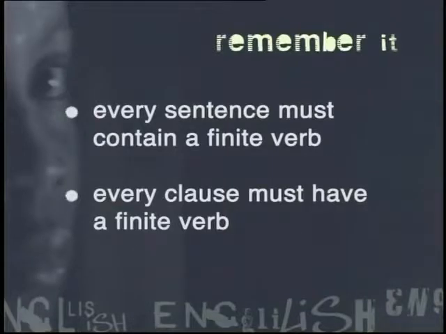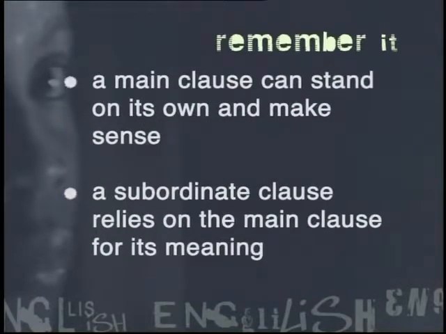So to recap, what is the one thing that sentences and clauses have in common? Every sentence must contain a finite verb, and every clause must contain a finite verb. And the difference between a main clause and a subordinate clause is that a main clause can stand on its own and make sense, but a subordinate clause relies on the main clause for its meaning.